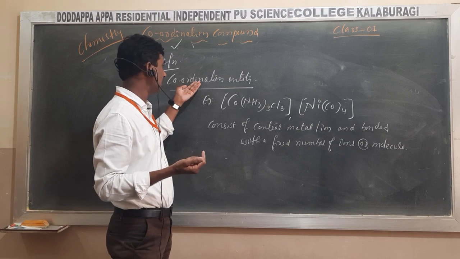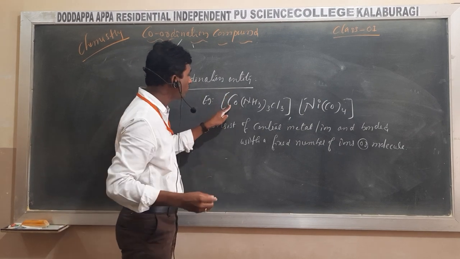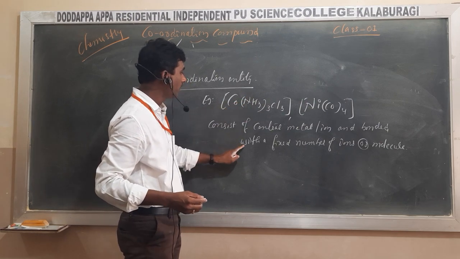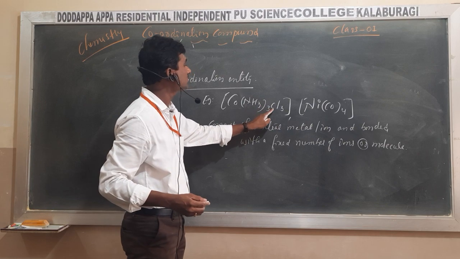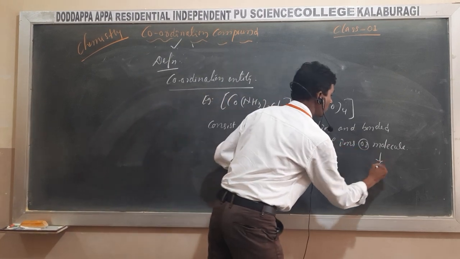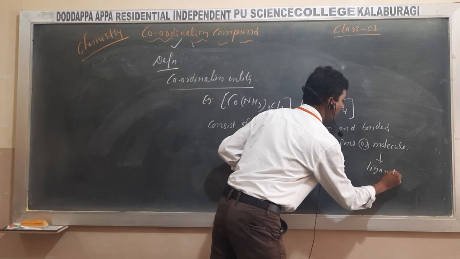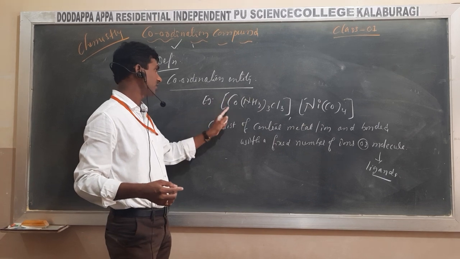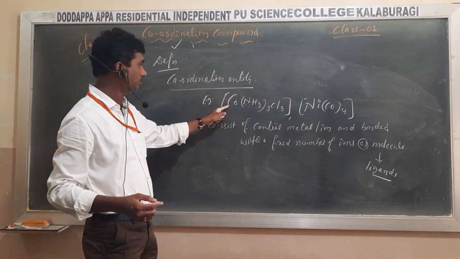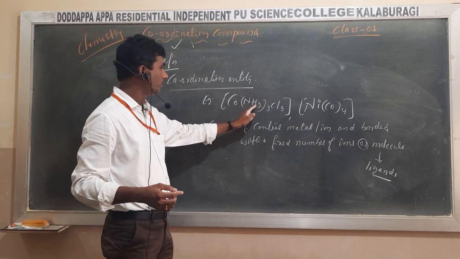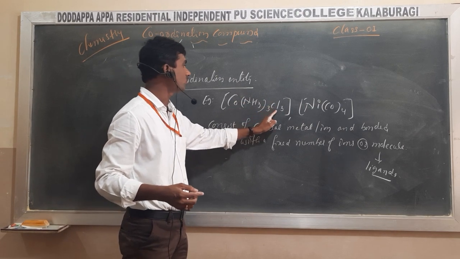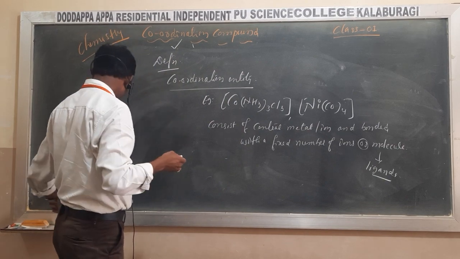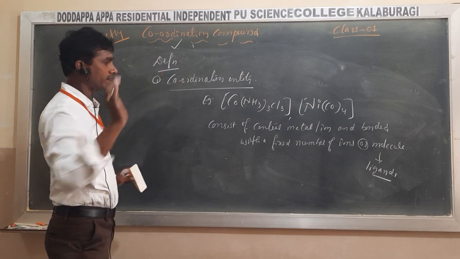One more exam question: what is a coordination entity? A coordination entity consists of a central metal ion bonded to, or surrounded by, a fixed number of ions or molecules, which we call ligands. In a coordination entity, the central cobalt atom is surrounded by molecules like ammonia and ions like chloride. So this is called a coordination entity. This is the first definition, so the coordination entity is over.